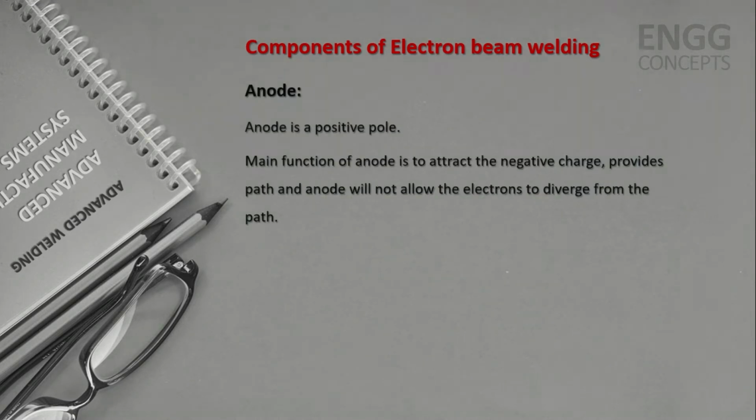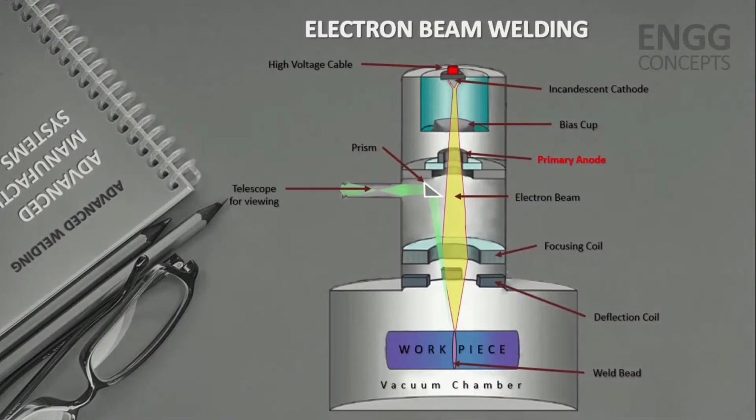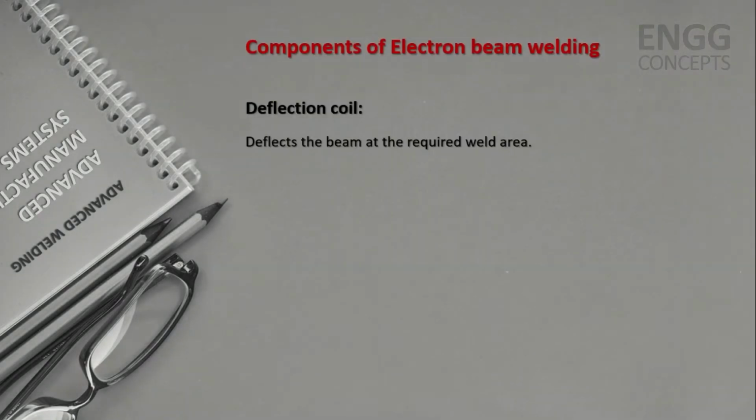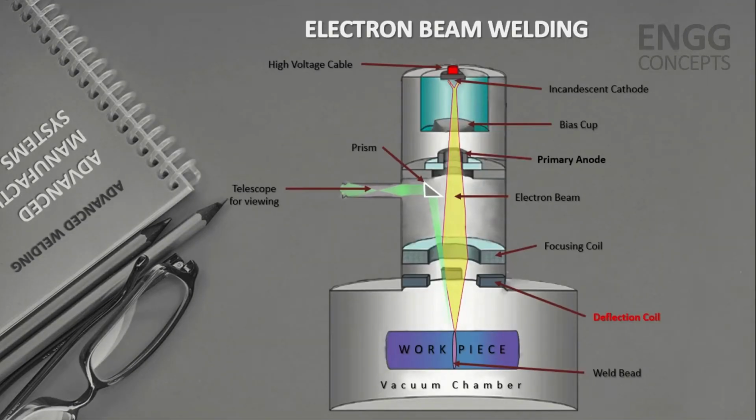And next comes the anode. The anode is a positive pole. The main function of the anode is to attract the negative charge and provide a path, and the anode will not allow the electrons to diverge from the path. Now the deflection coil. The deflection coil deflects the beam at a required weld area.